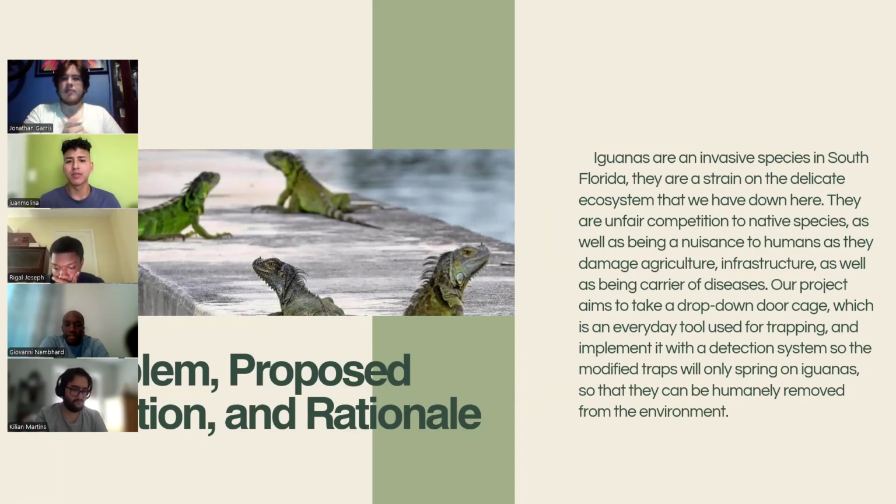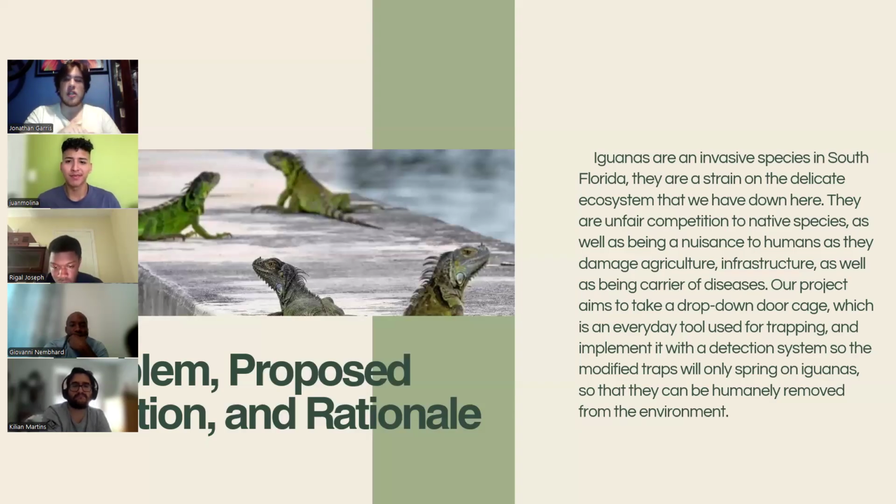They also damage agriculture. They eat our farms, our gardens, and whatever, and they are also carriers of diseases. So, our proposed solution to this is to develop an automated trap that uses machine learning and AI to identify the iguana when it nears the trap.